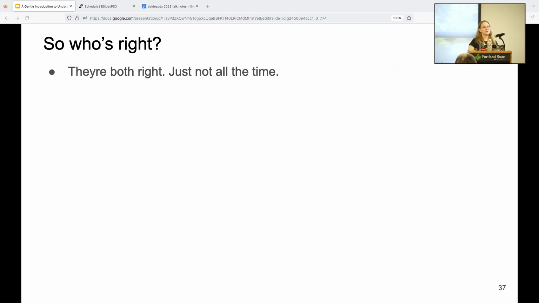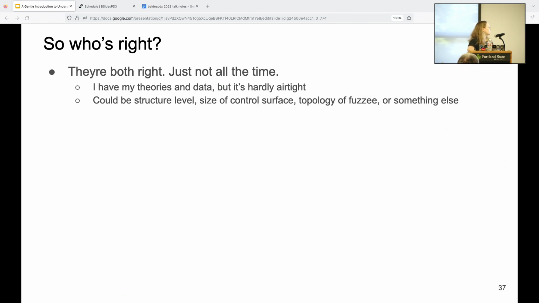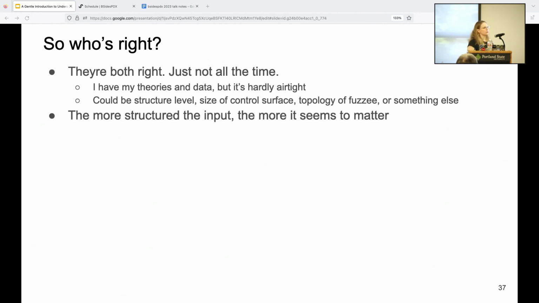Actually, what my research showed initially is that they're both right, just not all of the time. I have my theories, and this is where I tell you that this is hardly airtight. This is sort of an error of craft. Here is what my data says. I can't tell you that this is axiomatic. It could be the structural level, size, topology, or something I don't know about. But in general, the more structured your data, the more that initial corpus seems to matter.